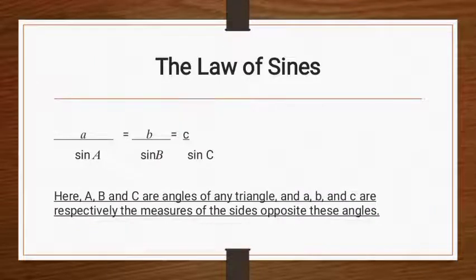The law of sines: a over sine A equals b over sine B equals c over sine C. Here, A, B, and C are angles of any triangle, and the small letters a, b, and c are respectively the measures of the sides opposite these angles.